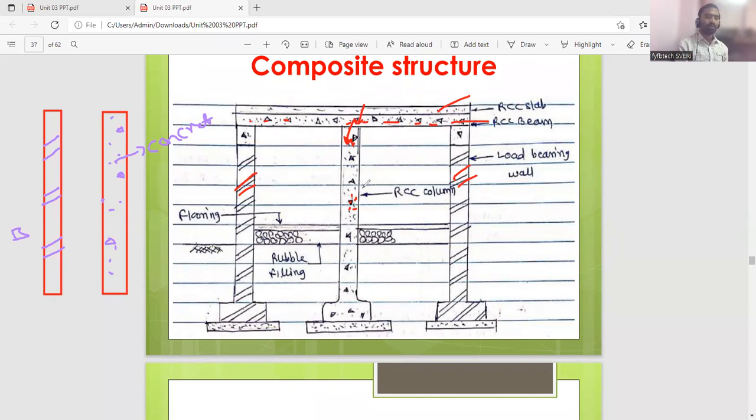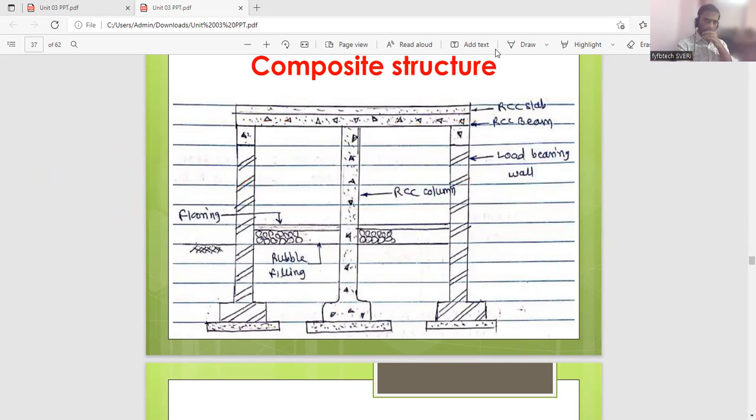Okay, brick wall. You can get wall, it is. When a rectangular shape is hatched inside like this, that is called a wall. If it is hatched like this, this is called concrete. Look here, this is called a wall, this is called an RCC column. Is it clear?